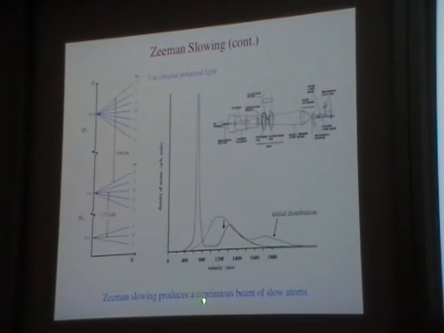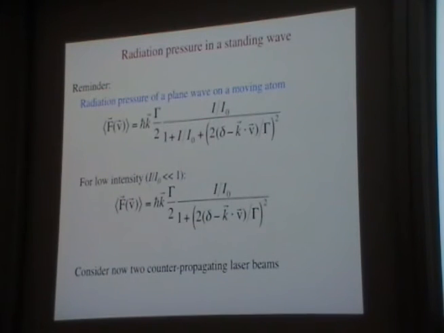So the nice thing about Zeeman slowing is it actually produces a continuous beam of atoms, because the laser stays at a fixed frequency, and as the atoms move through the magnetic field, they get slowed down and come out with some final velocity, in this case around 600 meters per second or so. So this is one of the standard techniques that people use for slowing atoms. For example, it is the technique that I used extensively when I was at NIST for slowing atoms.